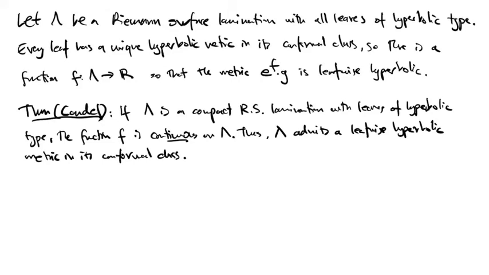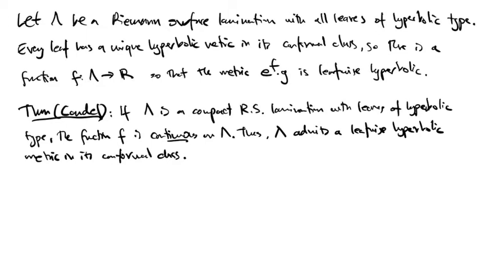Let lambda be a Riemann surface lamination with all leaves conformally hyperbolic. Every leaf has a unique hyperbolic metric in its conformal class. So we can find a real valued function f so that the metric g times e to the f is leafwise hyperbolic.